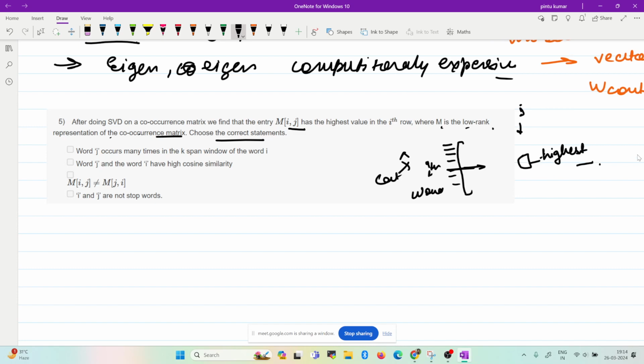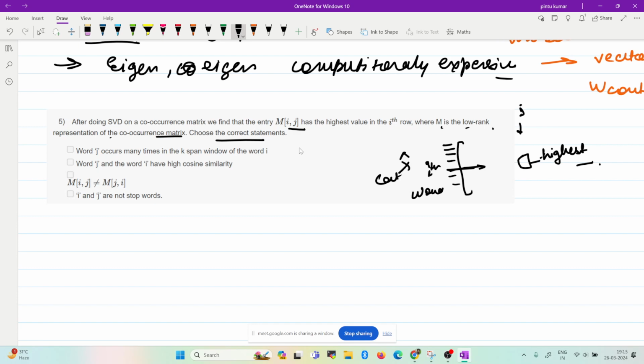Okay, so what does this mean? So first option says word j occurs many times in k-span window of word I. Although this is a low rank representation of your original co-occurrence matrix, because it is an approximation to your original co-occurrence matrix, it will try to preserve the properties of your original co-occurrence matrix.